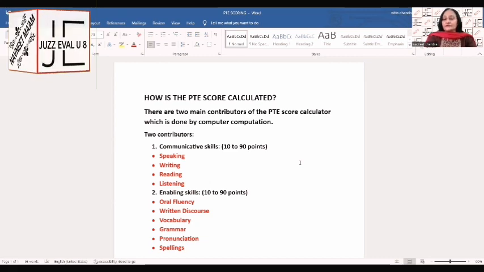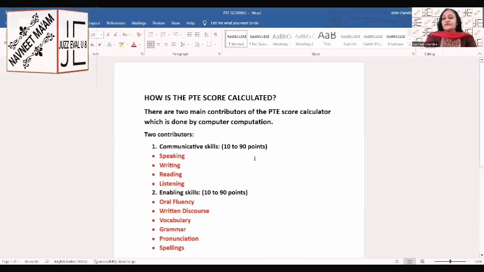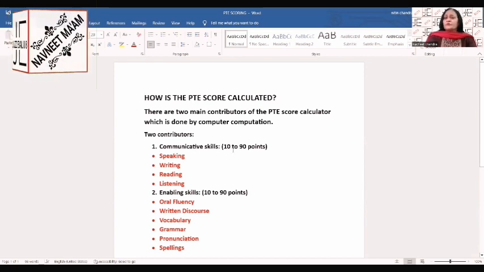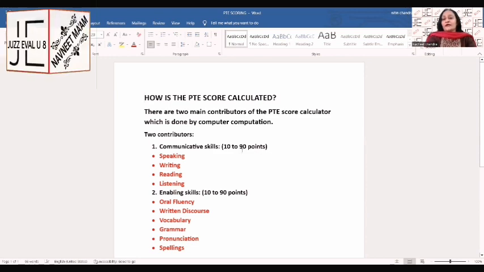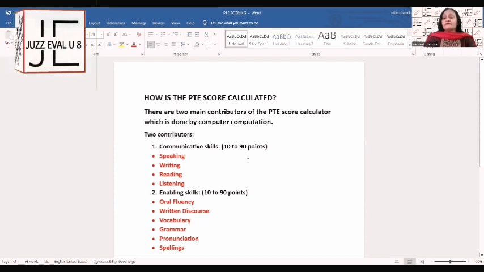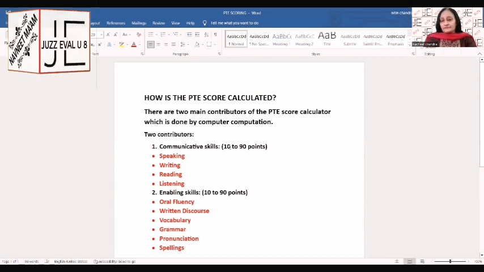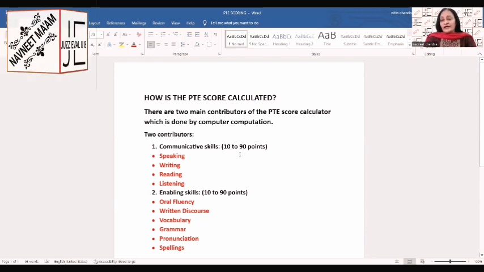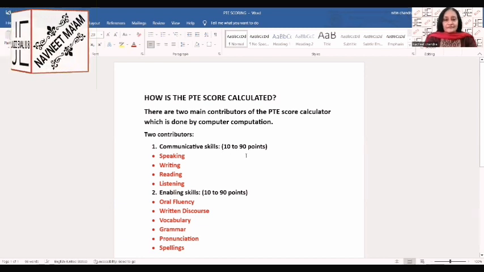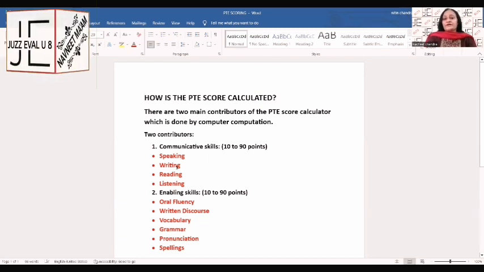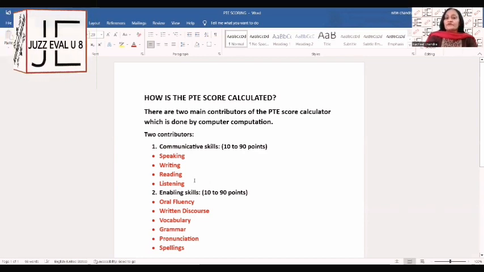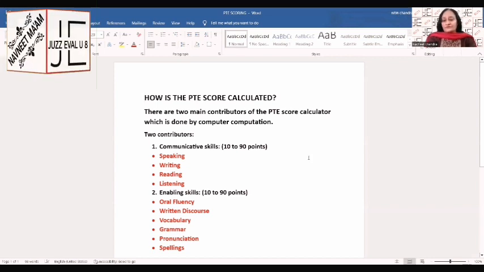Now, how are the scores calculated? Basically, there are two contributors. First is communicative skills, and you're scored between 10 to 90 points. If you don't write anything or don't say anything, don't attempt anything, even the minimum points that you get is 10. It is not 0, it is 10. Why? Because here for listening also you're given marks. So that is the reason. And communicative skills are speaking, writing, reading, listening. You are scored on these, and you're given scores by computer computation.